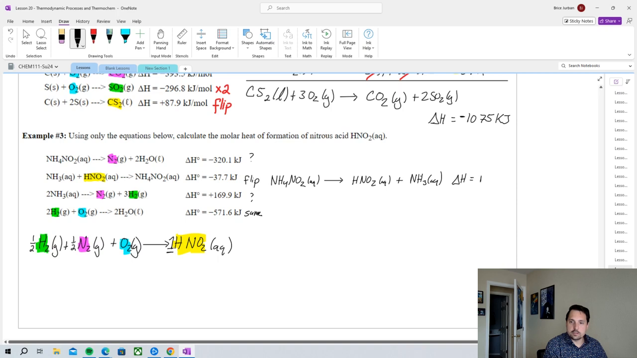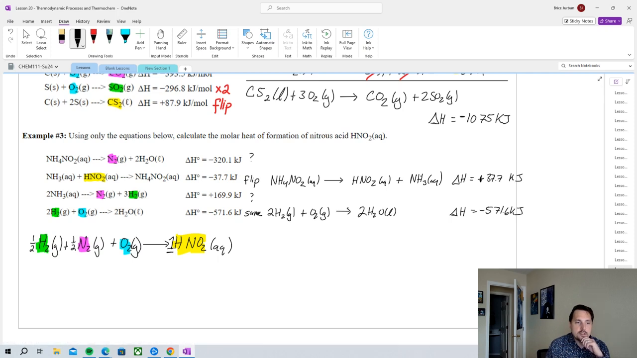So we flipped this, so this becomes a positive now, 37.7. Okay, the oxygens, we're going to keep this reaction the same down here. 2H2 plus oxygen gives us 2H2O. And that's still negative 571 kilojoules. Okay, and then for the next 2 reactions, how do we combine?